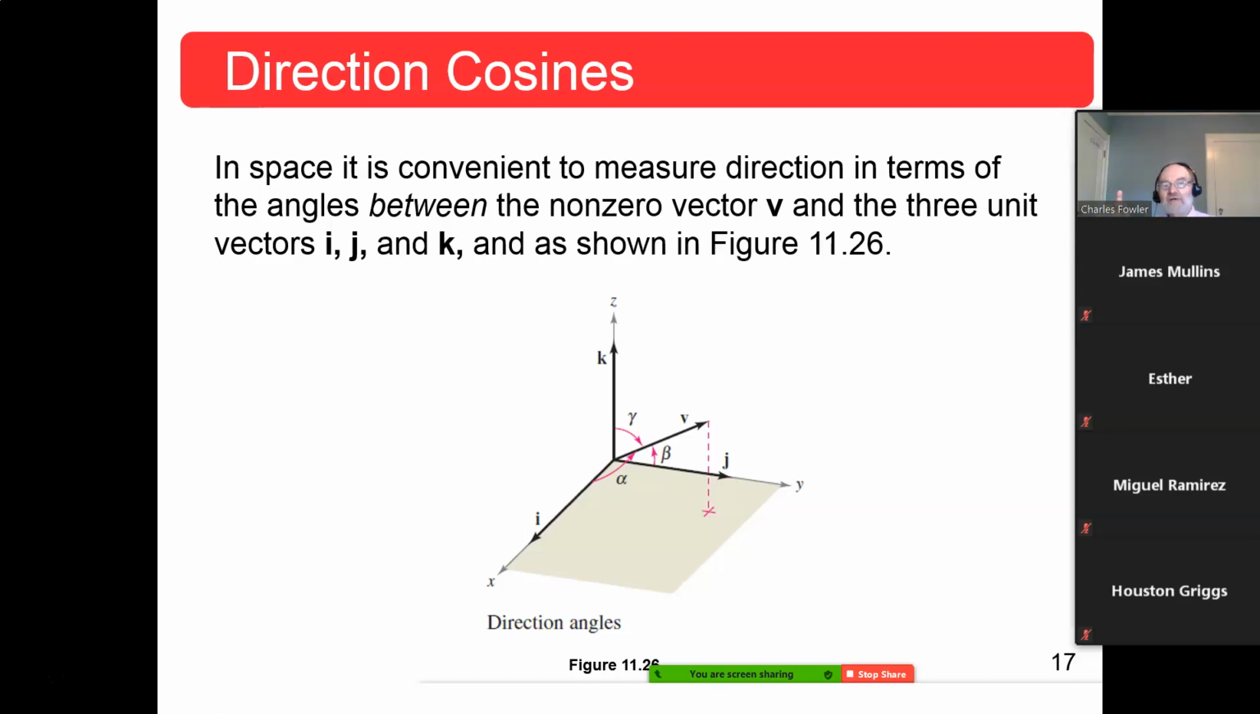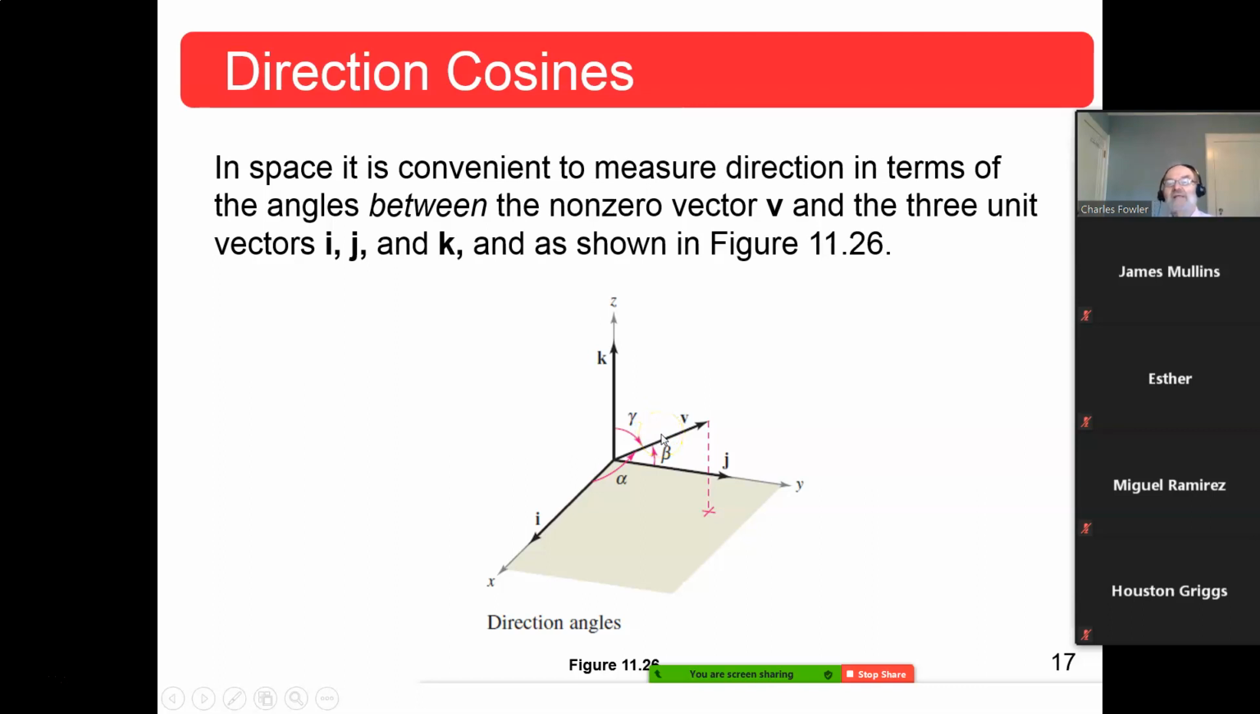So if this is your vector v, the trouble is you can't tell where v is pointing until you see something like this. When I first looked at that, I thought v was in the YZ plane, but no, it's coming out toward you a little ways. So the angle between the i unit vector in the x direction and v is going to be angle alpha. The angle between j and vector v is beta, and the angle between k and vector v is gamma.